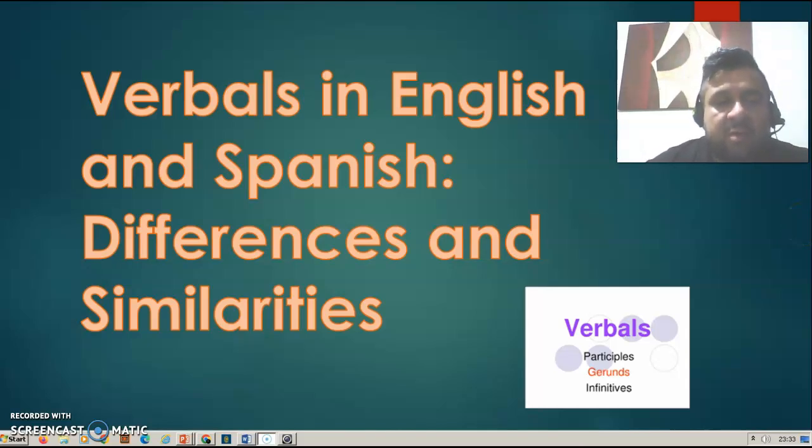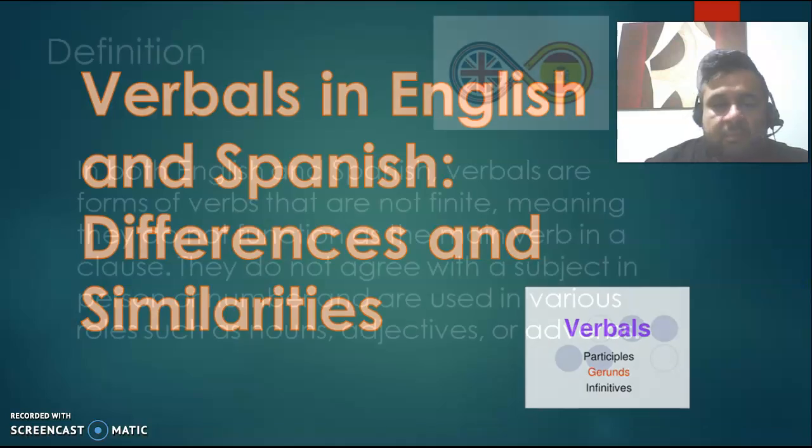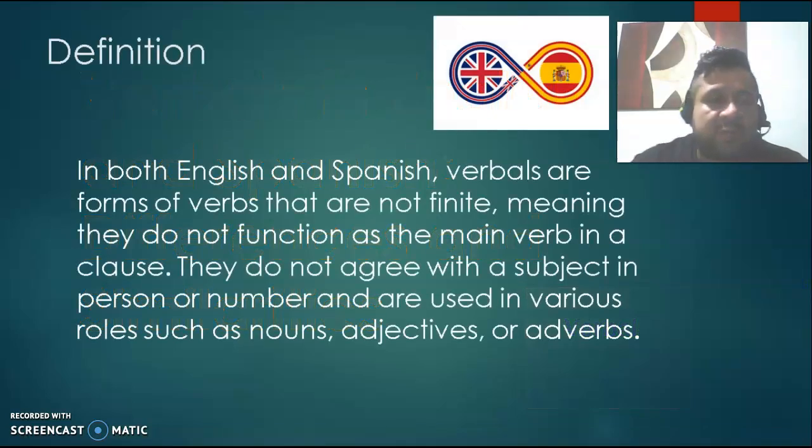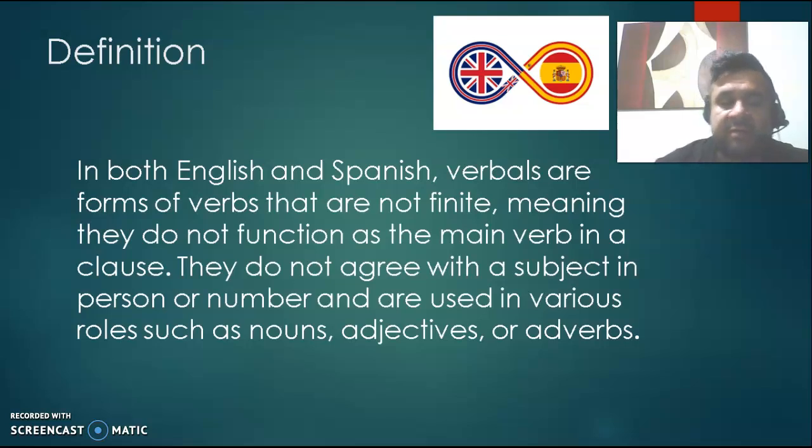Today we are going to talk about verbals in Spanish, the differences and the similarities. Okay, first we have to start with the definition. In both English and Spanish, verbals are forms of verbs that are not finite, meaning that they do not function as the main verb in a clause. They do not agree with a subject in person or number, and are used in various roles such as nouns, adjectives, or adverbs.